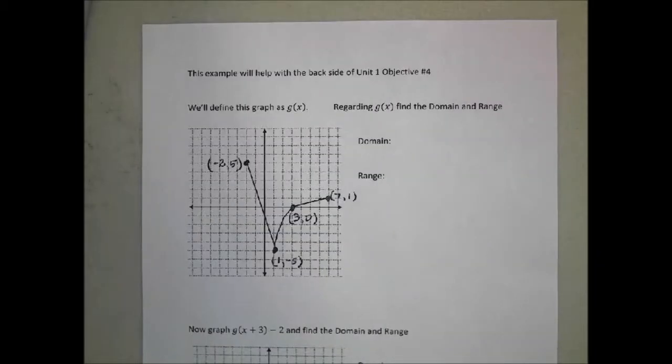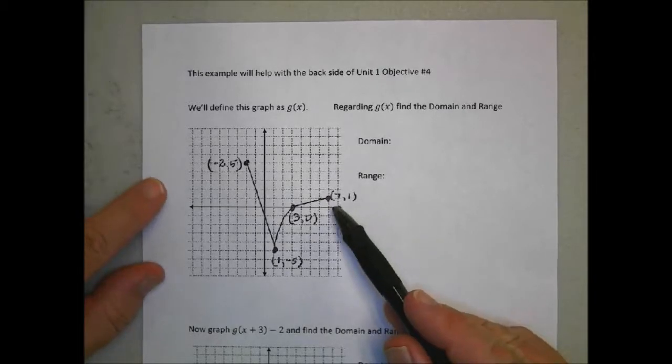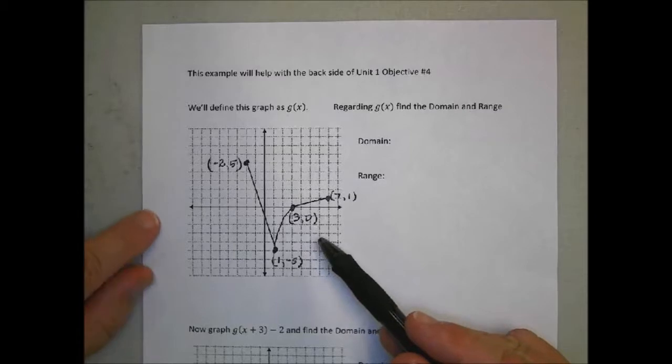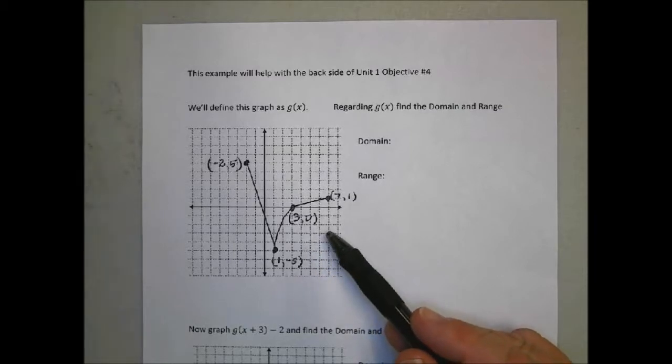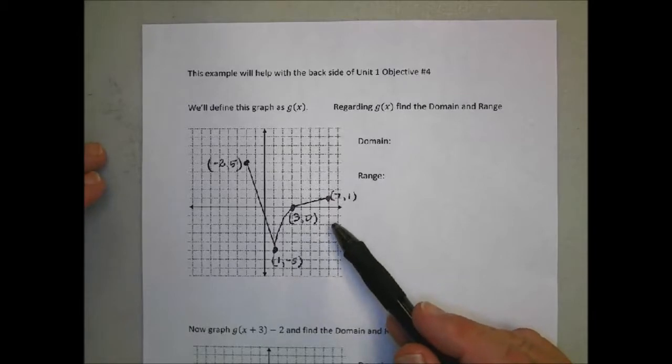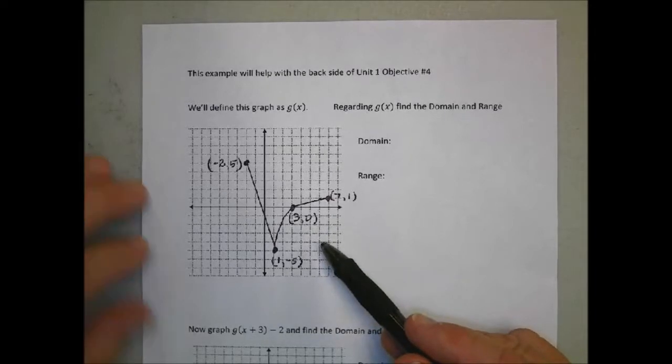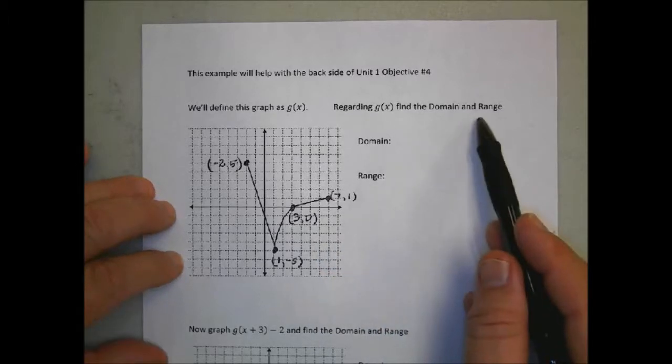Here's an example that'll help you out with the back side of worksheet 4. Now, it kind of looks ugly, but it really isn't. We're going to take this graph as it's drawn, and we're going to define it as g of x. Notice we aren't worrying about what equation produced this graph. So this is g of x.